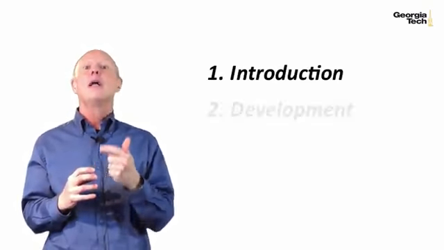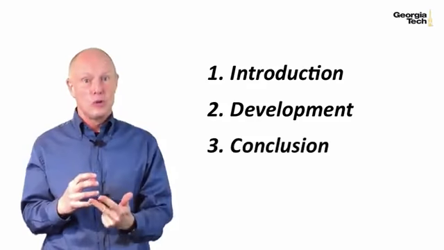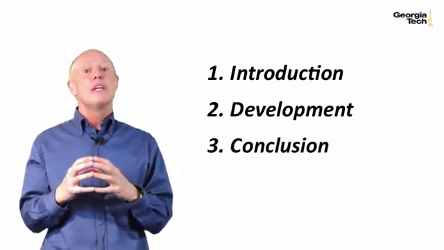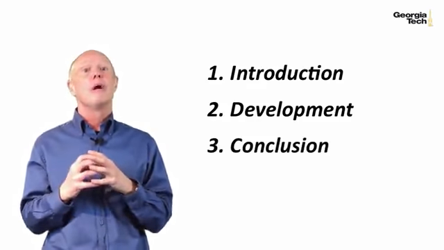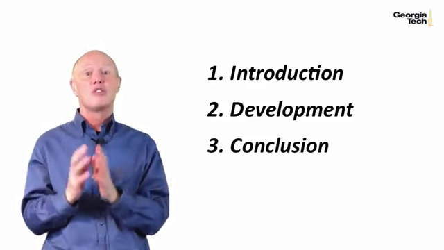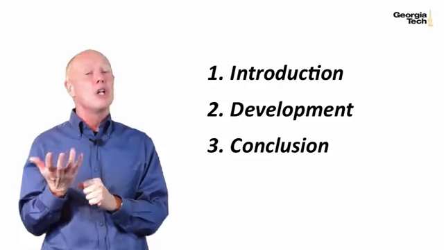Your email text should be made up of three essential parts: the introduction, the development, and the conclusion. Today we're going to introduce you to each of these parts by showing examples and providing strategies so that you can write them in a clear and effective way. Let's start talking about the first part of an email text, the introduction.